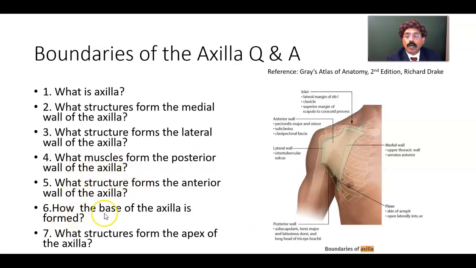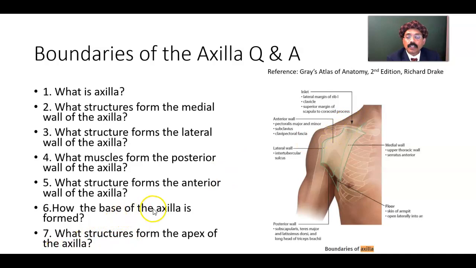Then, how is the base of the axilla formed? The base of the axilla is formed by the skin and superficial fascia, and above that we get the axillary fascia. What structure forms the apex of the axilla? The apex of the axilla is not pointed. It is the inlet of the axilla. It is bounded by the clavicle, the outer border of the first rib, and the superior margin of the scapula.